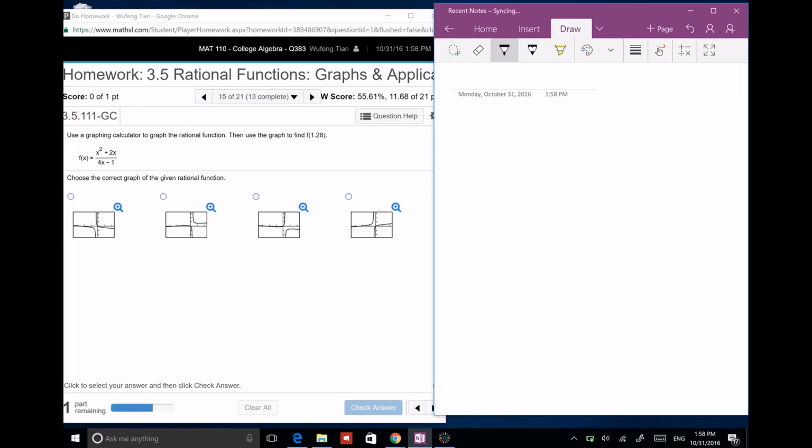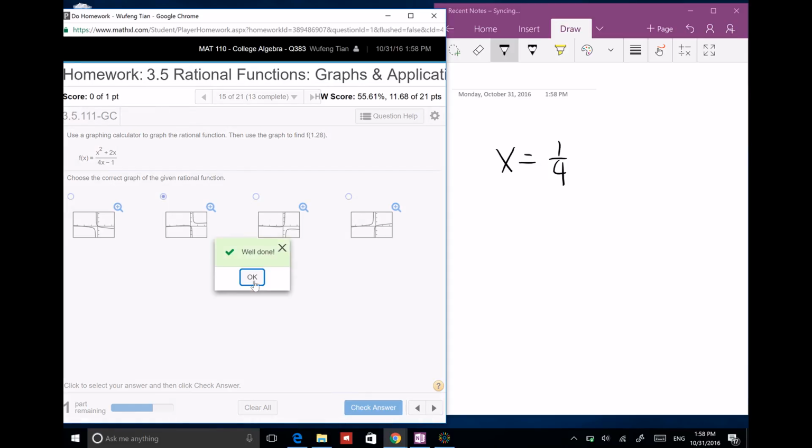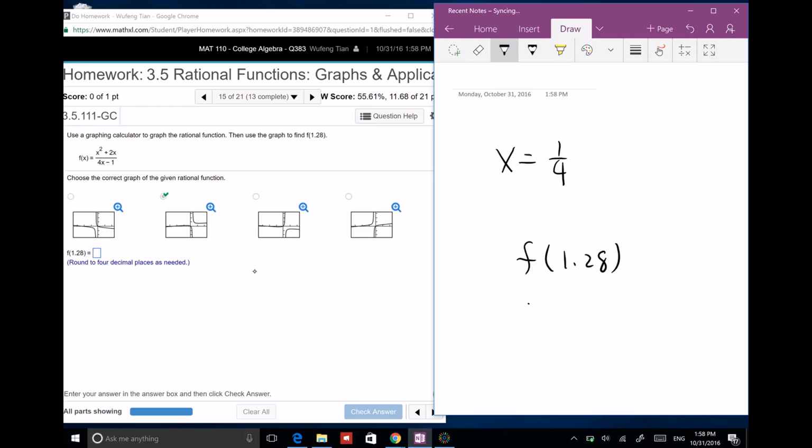Okay, so you can use the graphing calculator to graph this one. You know the vertical asymptote is x equals 1/4. And only this one or this one makes sense. But when x is bigger than 4 it is positive, so the positive one is this one, because for this one, as x goes to infinity, it is negative. You plug it in: f(1.28) equals 1.28 squared plus 2 times 1.28 over 4 times 1.28 minus 1. You find it out by yourself, okay?